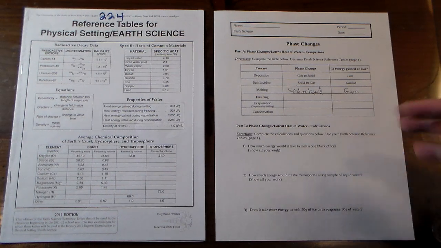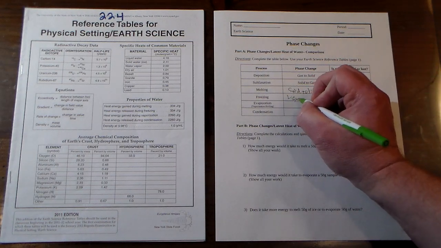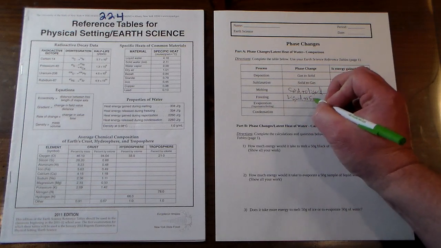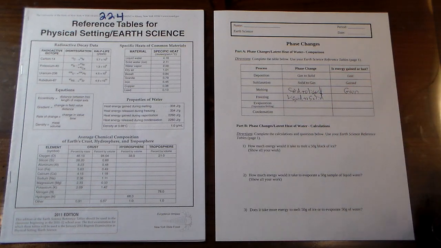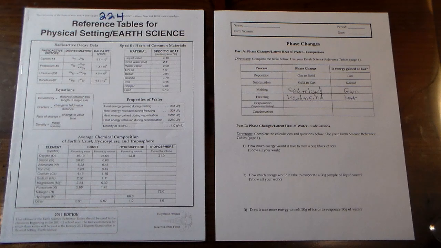Now, freezing, of course, is the opposite of melting. This is when we go from a liquid to a solid. And of course, for that to happen, the water has to lose energy. The molecules have to slow down. So we're going to say energy is lost, or you could say it's released into the atmosphere.